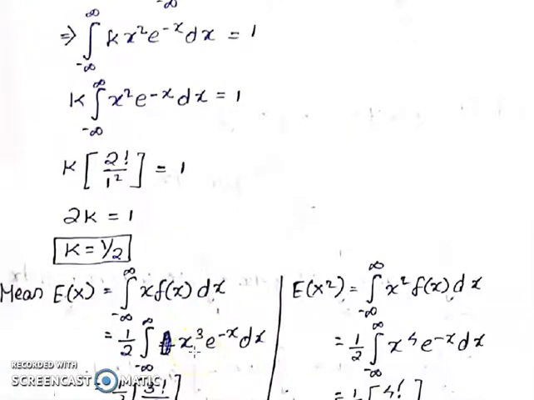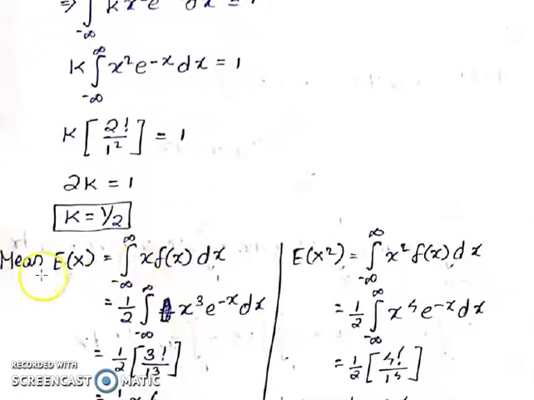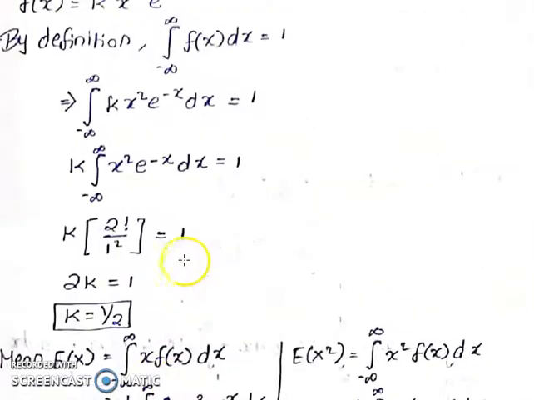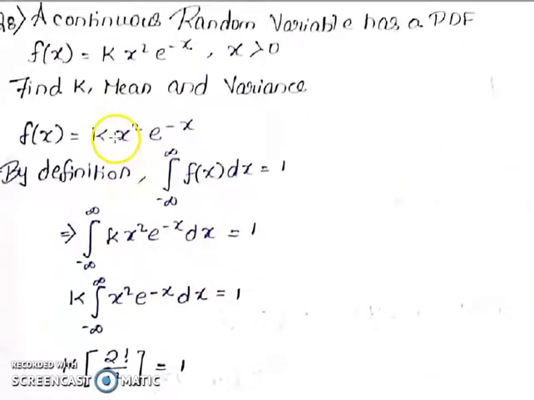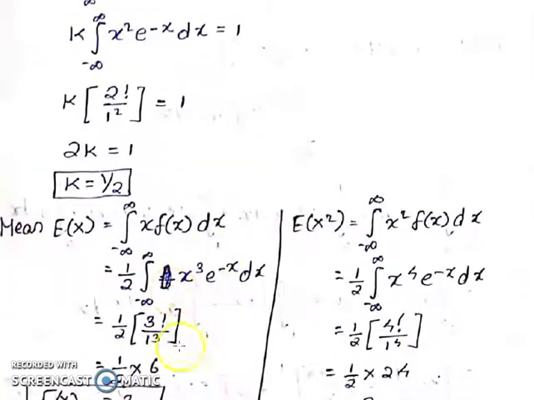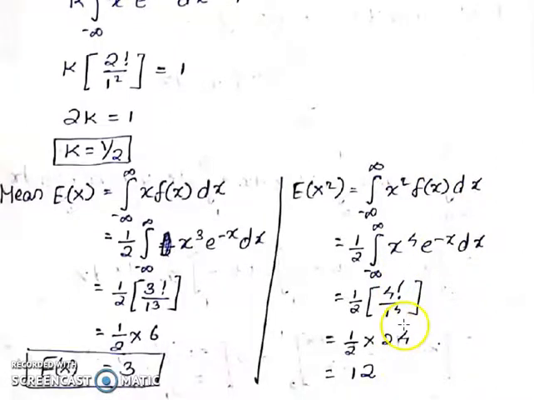Now the mean formula is E of x equal to the integral from minus infinity to plus infinity of x into f of x dx. Here f of x has k equal to 1 by 2, and x square, everything here. After simplification we get this result. Same thing for x square f of x: x square into x square e power minus x becomes x power 4. Apply the same formula here.